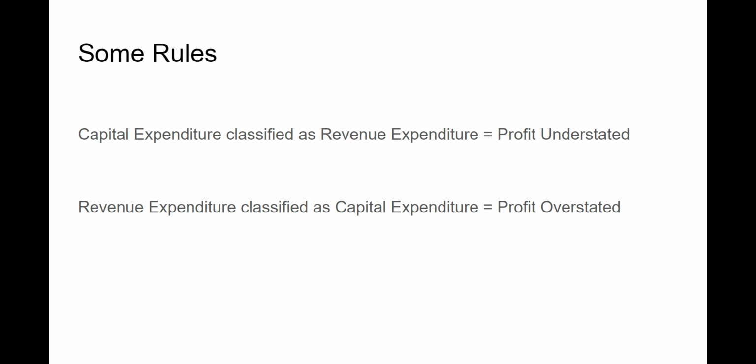Revenue expenditure classified as capital expenditure is obviously the opposite way around, but we should have included, for example, some of the cost of our vehicles as expenses. That will increase the expenses in the business and it will reduce the profit when we adjust for that. And therefore, the profit before the adjustment has been overstated.